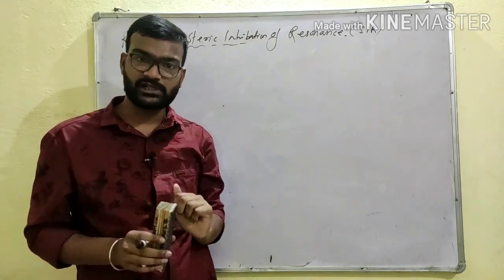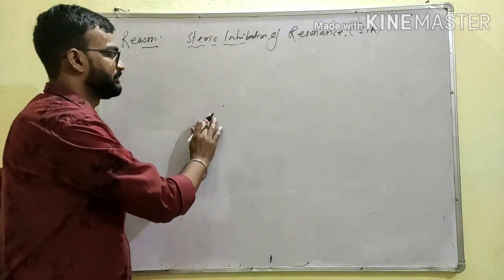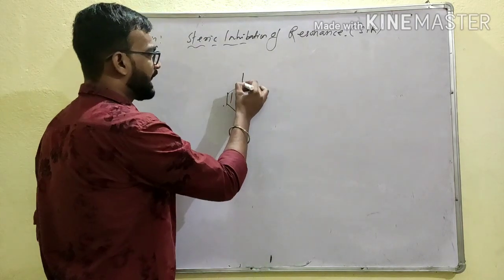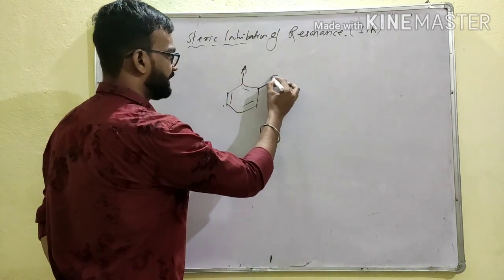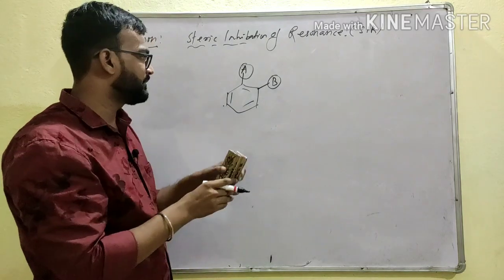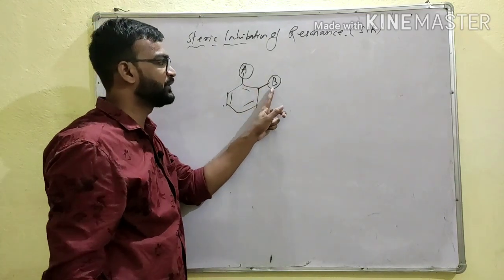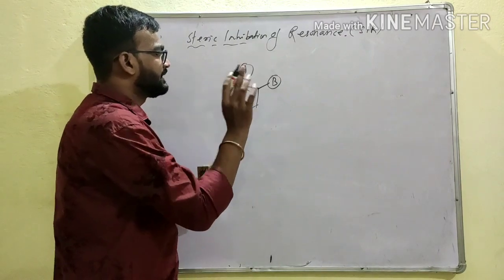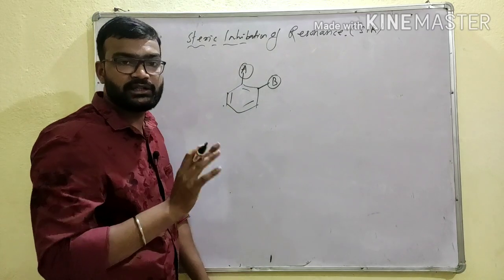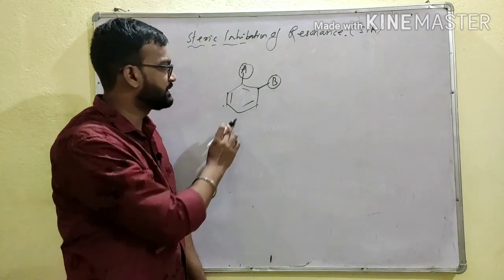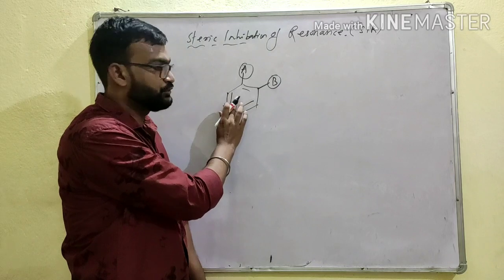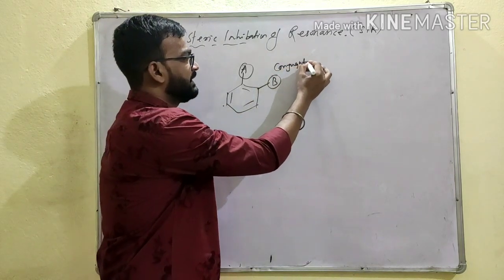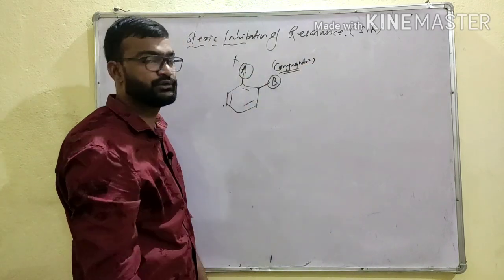Okay, so the steric inhibition of resonance is basically, suppose I have a benzene ring like this. I have a group A, and at the same time at the ortho position I have a group B. Let's assume that this A is not in conjugation. That means this is not going to take part in conjugation with the benzene ring, where B is conjugating. So B is in conjugation, and this is not in conjugation.